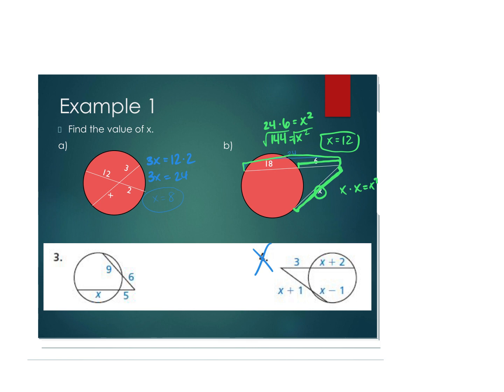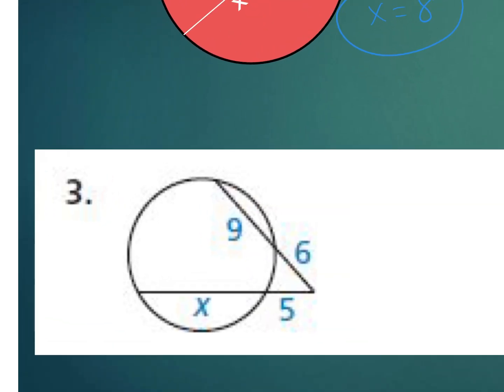All right, moving on. Let's do number 3. Is one of them a tangent or are they both secants? They're both secant segments, okay? So what do I do? Don't say 9 times 6. Ooh. Don't say 9 times 6. What is it, Andrew? 9 times 5 is also wrong.